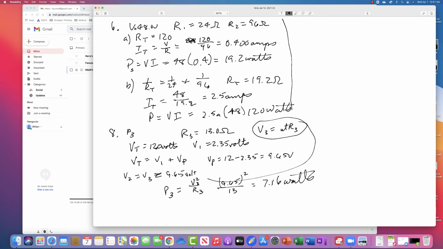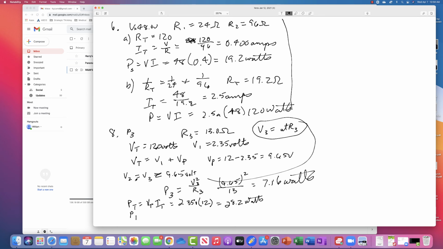Now the other question here is, find the total power supplied by the source and compare it to the sum of the powers dissipated at the resistors. Well, the total power is equal to the voltage total times the current total, and that's going to be 2.35 times, or that's the current, times 12. And if you do that, it's going to be 28.2 watts.